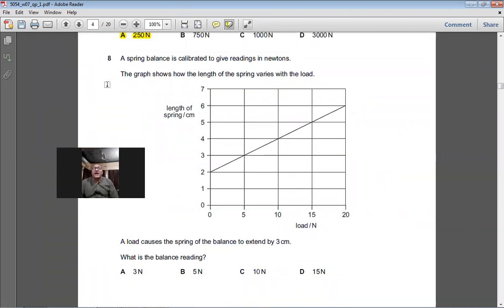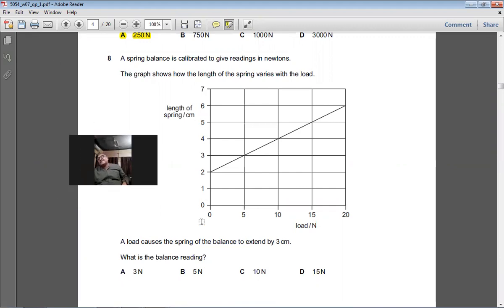A spring balance is calibrated to give reading in newtons. The graph shows how the length of the spring varies with the load. So here on the y-axis, the length of the spring is shown. On the x-axis, the load is shown. When there is no load, what's the length? That is 2. When the load is 0, the length is 2. So that is called L naught.